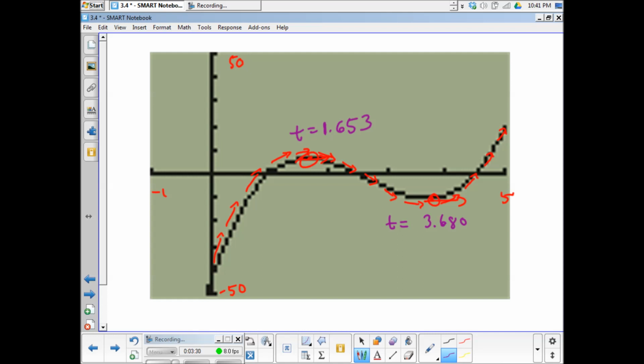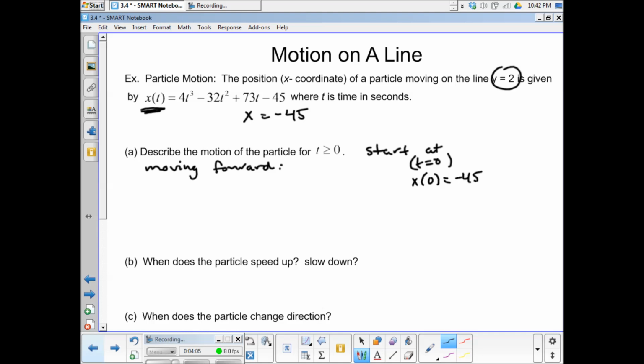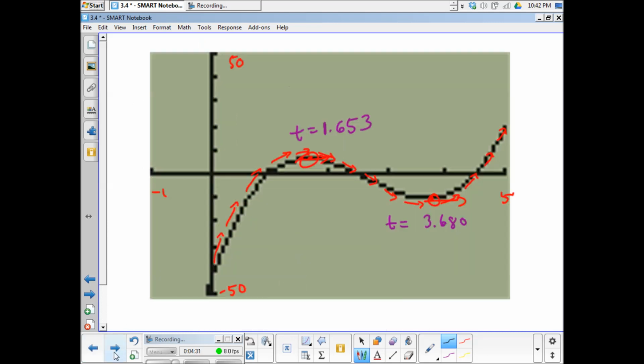Okay, so let's go back to our description. We can say that it was moving forwards. First we might want to say where it started. We can just say it started at t equals 0. If you plug in 0, you get x equals negative 45. And the y was 2 because we're actually on the y equals 2 line. So it starts at negative 45, comma 2. It moves forward from time 0 all the way up to 1.652 seconds, I believe it was. Let's go check that. 1.653, excuse me.